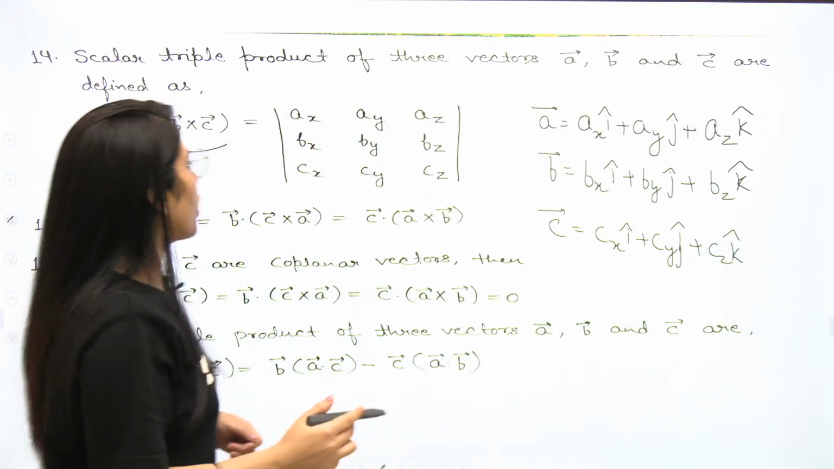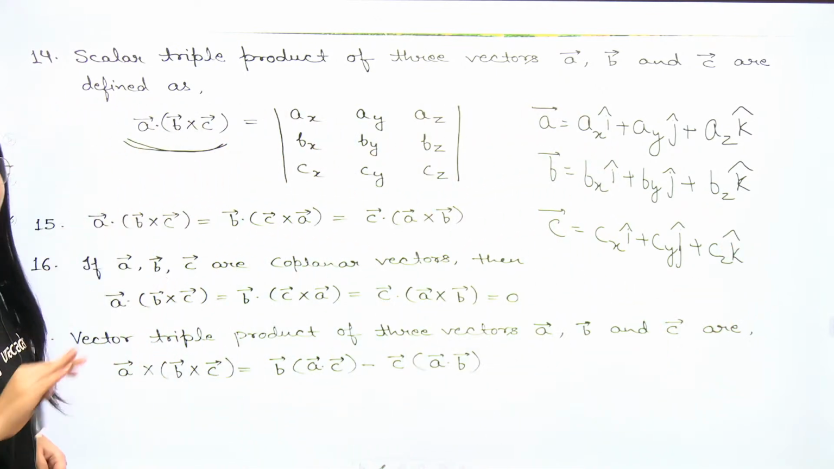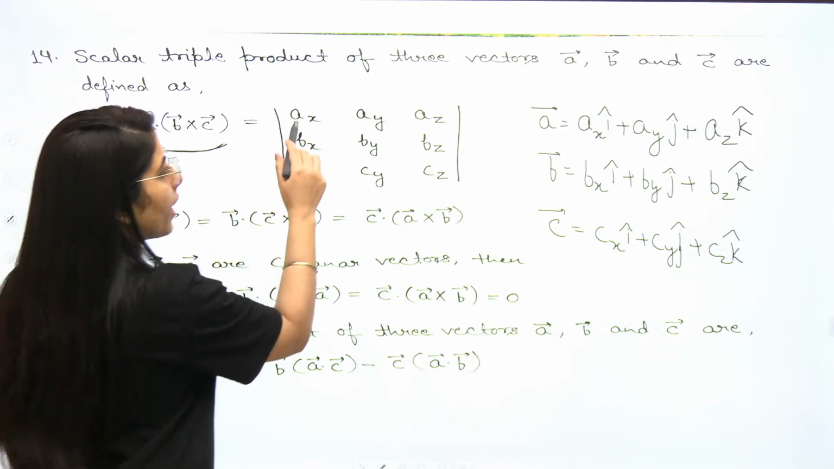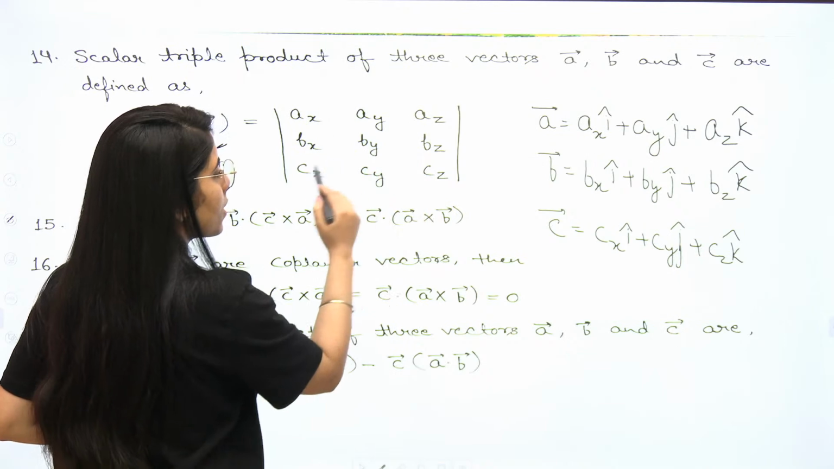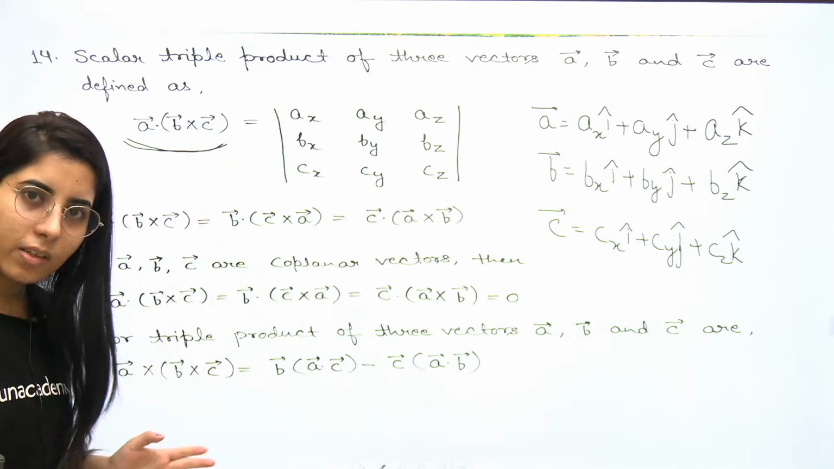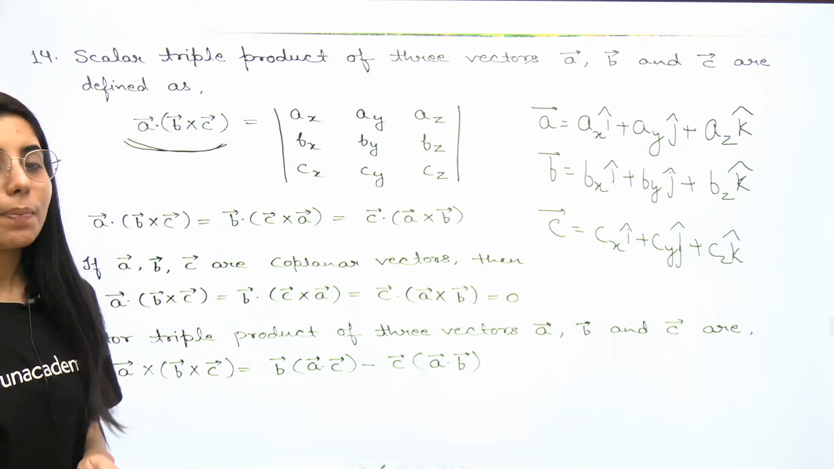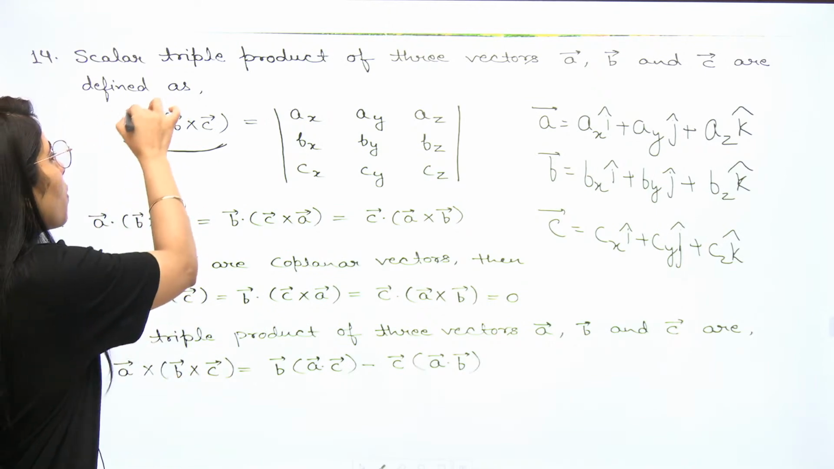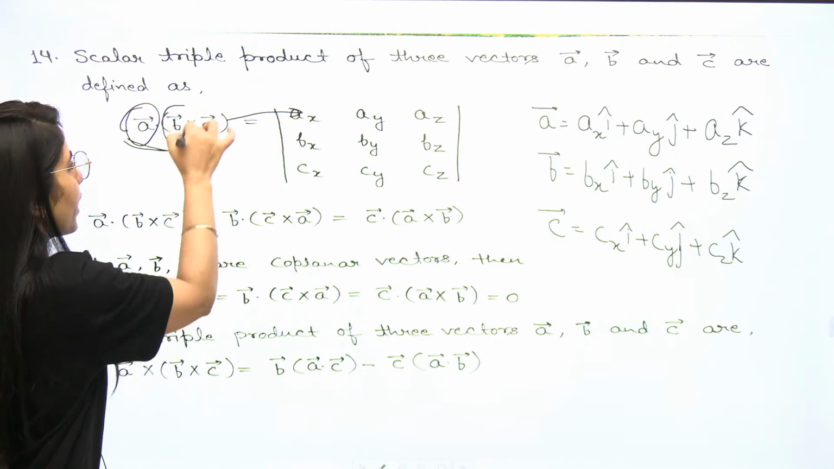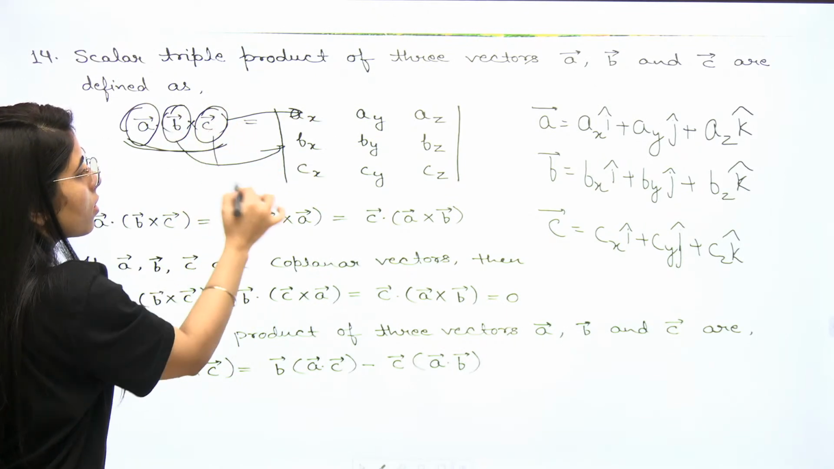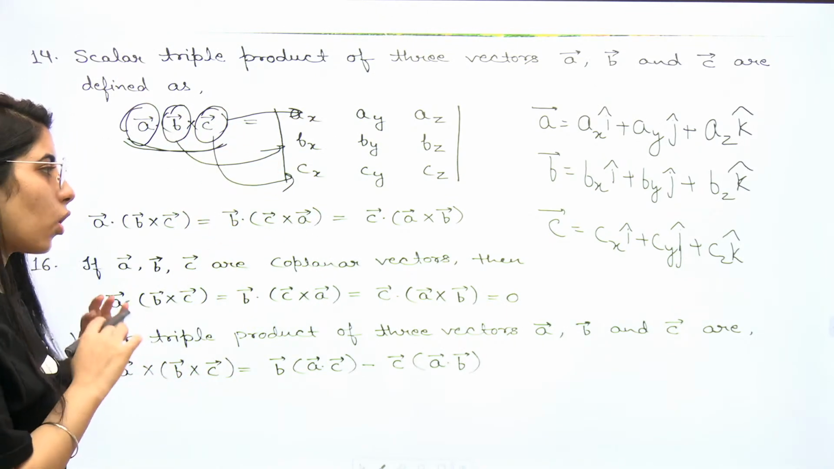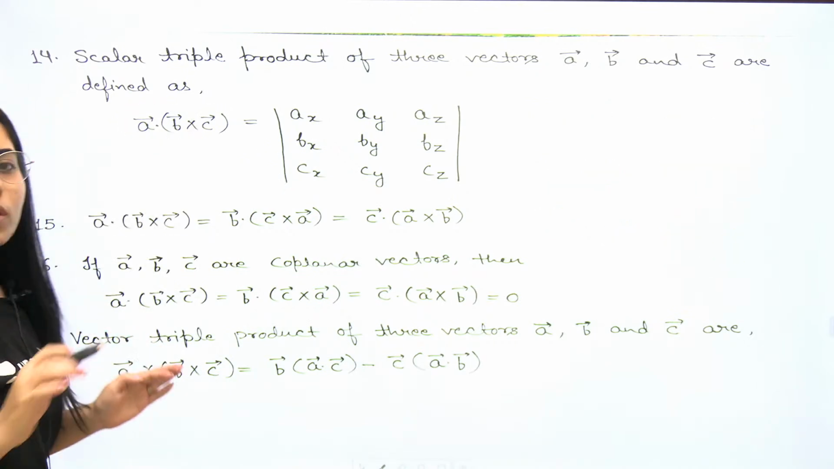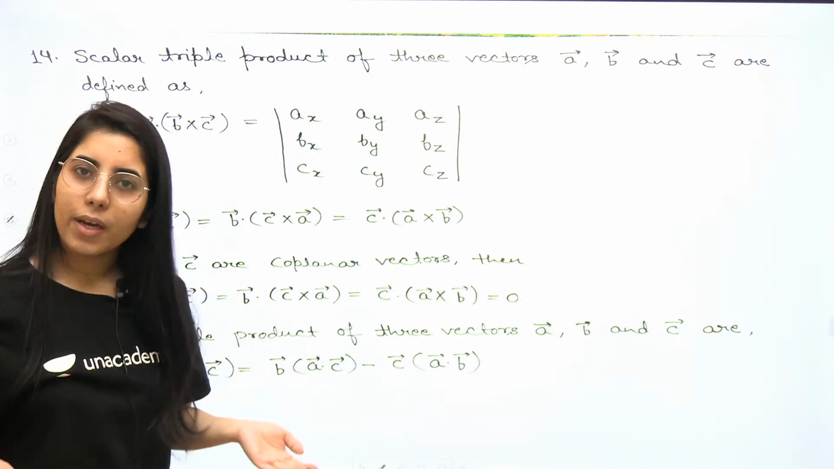If you want to find the scalar triple product of these three vectors, that is A dot B cross C, you just need to write them like ax ay az, bx by bz, cx cy cz, find the determinant and get your final answer. But be careful about the sequence. A dot B cross C: firstly write the components of A in the first row, secondly B and third C. Done. Just in order, in sequence, you need to write it. Once you write it like this, you will get the determinant and get your final answer.